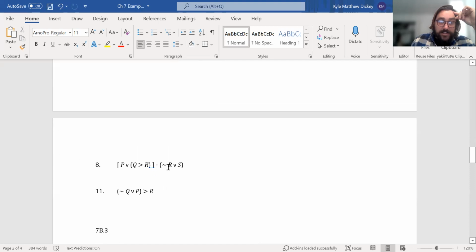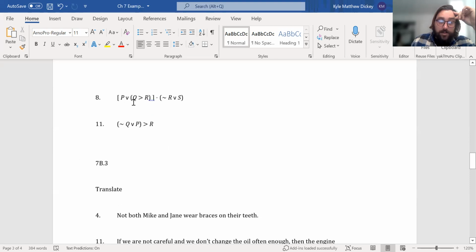So this is number 8. It says P, or if Q, then R, parentheses, and oops, let me change that to our actual symbol. And it's not the case that R or S. Great. So this whole statement is complicated, and there's 1, 2, 3, 4, 5 different symbols that could be the main operator. Which one do you think the main operator is?